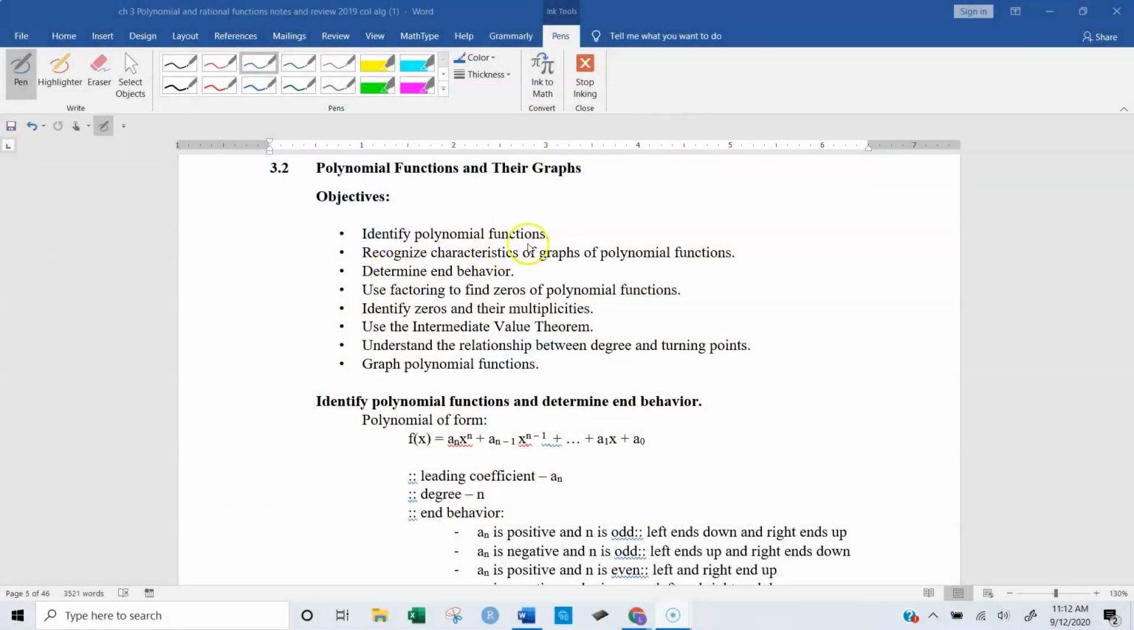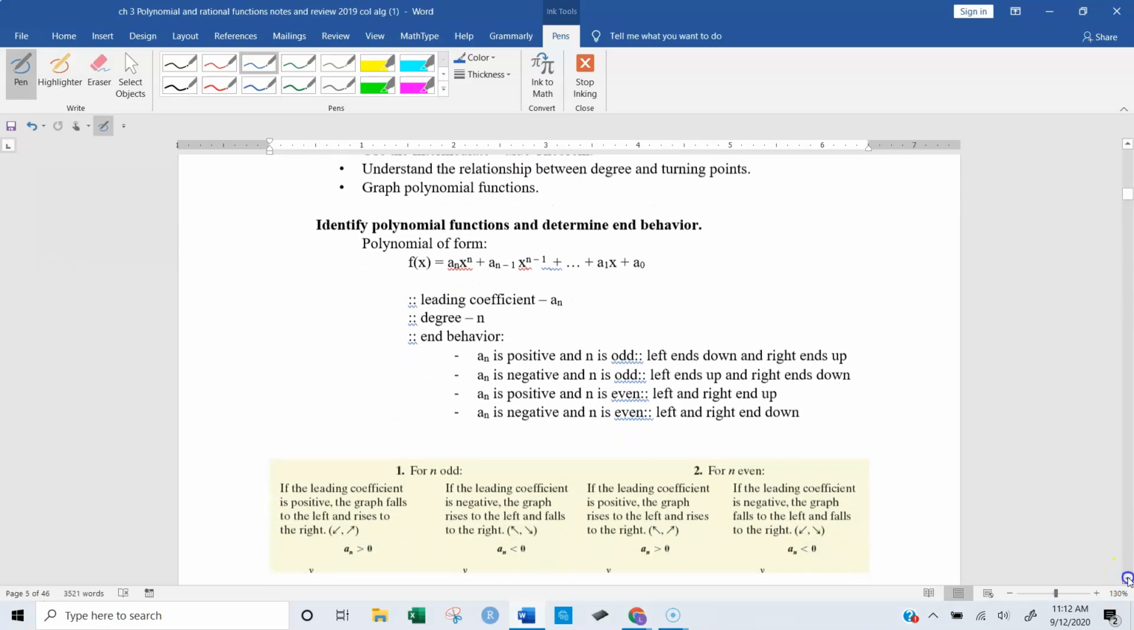So when you go here, we're going to identify a polynomial function. You need to look at it and tell me if it's a polynomial and what it looks like. Characteristics of the graph: how many times does it cross the x-axis? Which direction does it start and stop at? We're going to factor it. We're going to talk about multiplicity and the intermediate value theorem, so how I tell where I have a root. We're going to look at the difference between degrees and the turning points, and we're going to graph these things. We're actually just going to sketch them. They're not going to be real graphs.